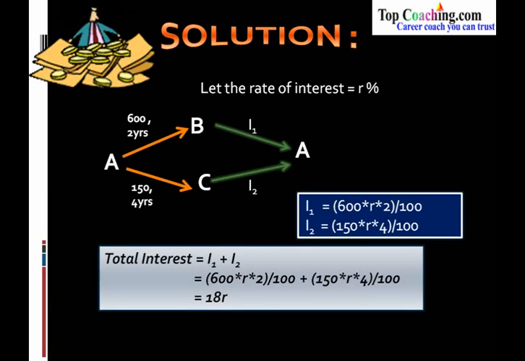Total interest would be I1 plus I2. When we add these two terms, 600 into R into 2 divided by 100 plus 150 into R into 4 divided by 100, we get it as equal to 18R. So the total interest earned is equal to 18R.